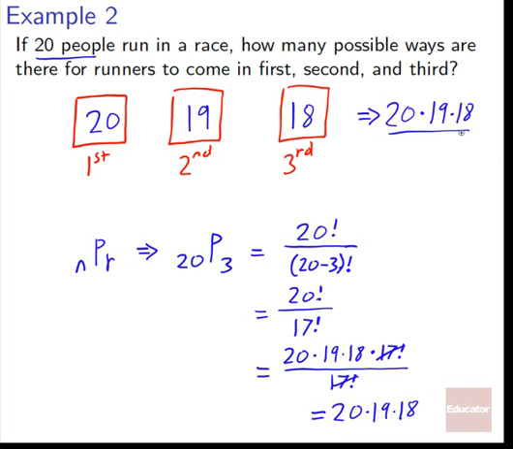So either way we work this out, whether we work it out visually with the boxes and seeing how many choices there are, or with that general formula we figured out earlier, we get the same thing, which is good. 20 times 19 times 18 is 6,840 different ways for the race to end. We can have 6,840 different possibilities for the runners to come in first, second, and third if we have 20 people running in the race.